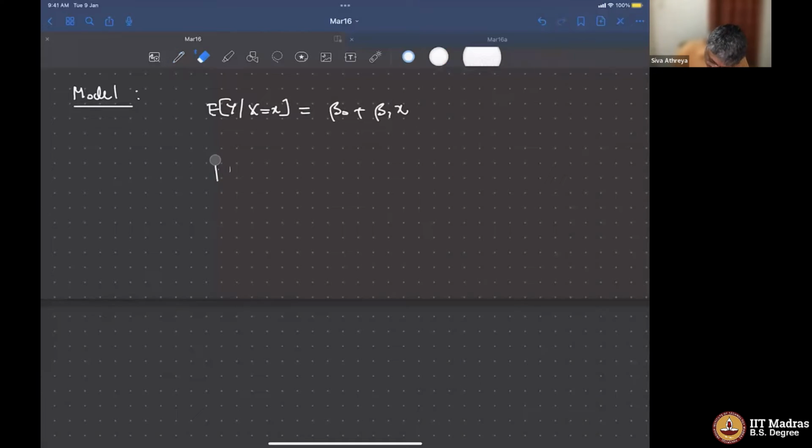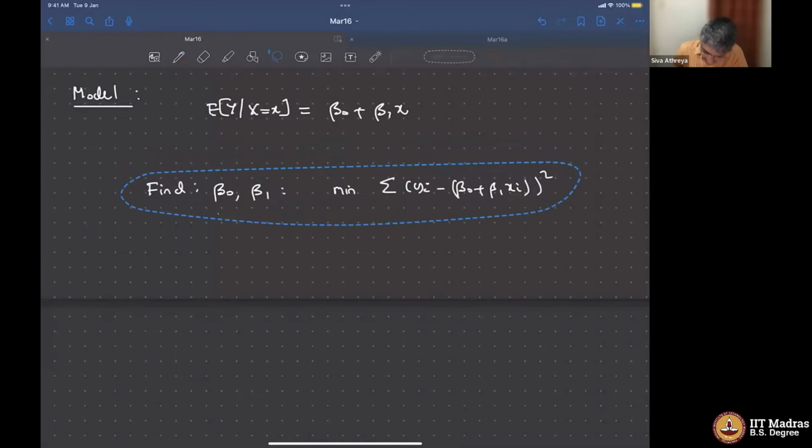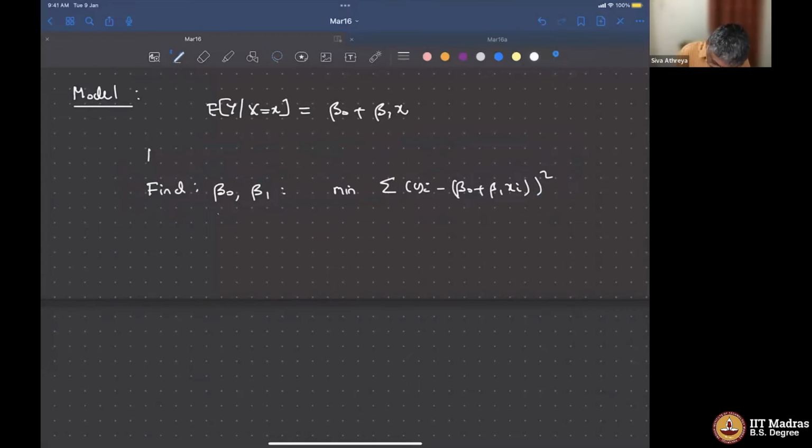So let me write down. The idea is to find beta naught, beta 1 such that you want to minimize the residual sum of squares. That is, you want to minimize the sum of yi minus beta naught plus beta 1 xi, the whole square, right? And the data is just given the same data, xi, yi, 1 less than or equal to i less than or equal to n.